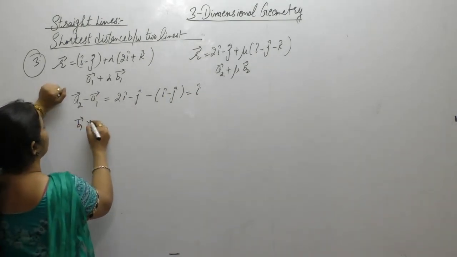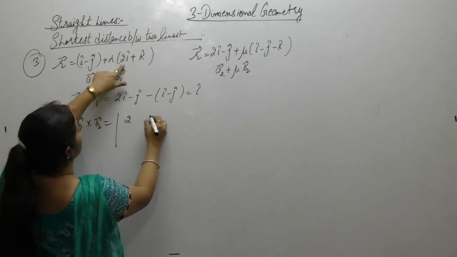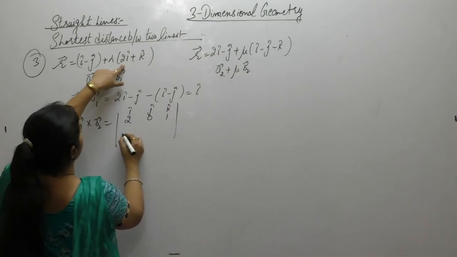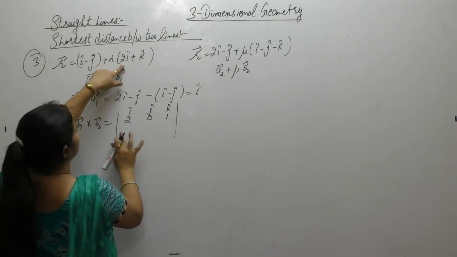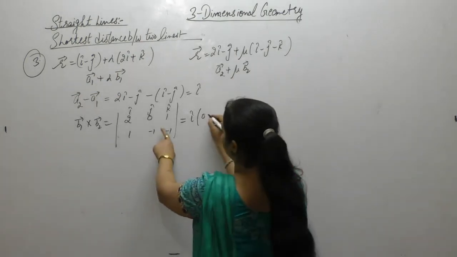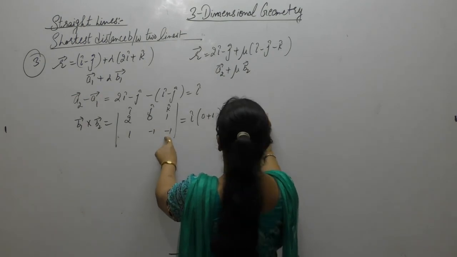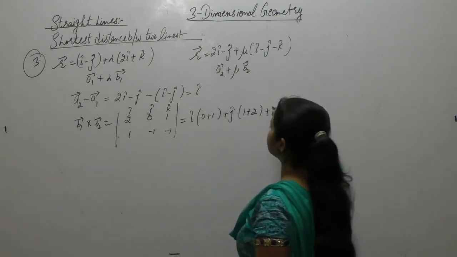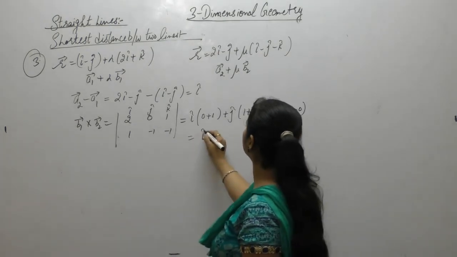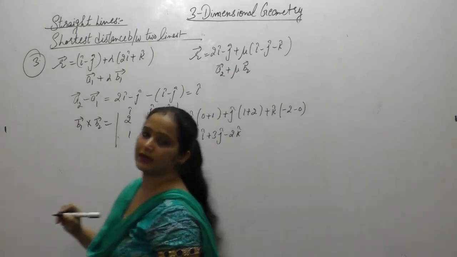Now b1 vector cross b2 vector. b1 is 2 0 1, j component is 0, and b2 is 1 minus 1 minus 1. So i into 0 plus 1, j into 1 plus 2, plus k into minus 2 minus 0. So we get i plus 3j minus 2k.